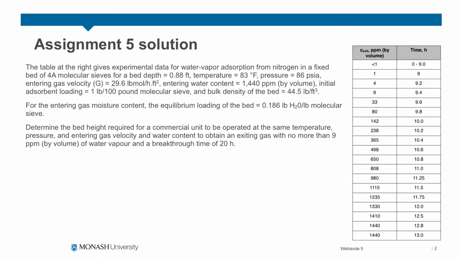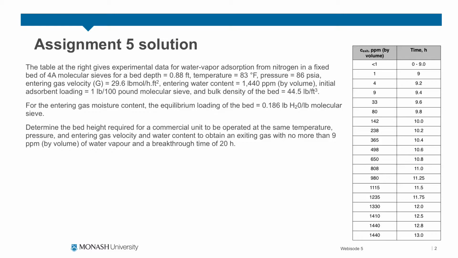The table on the right hand side shows the experimental data for adsorption of water vapour from nitrogen in a packed bed of molecular sieve. The depth of the bed is 0.88 of a foot, the temperature is 83 degrees Fahrenheit, pressure is 86 pounds per square inch absolute. The entering gas velocity is given as a molar flux, which is 29.6 pound moles per hour per square foot. The water content coming in is 1,440 parts per million on a volume basis.